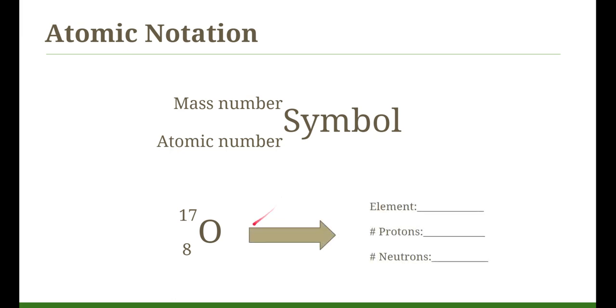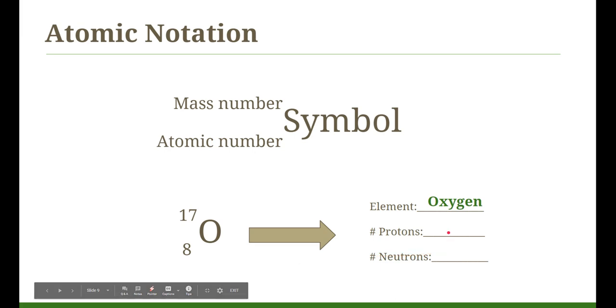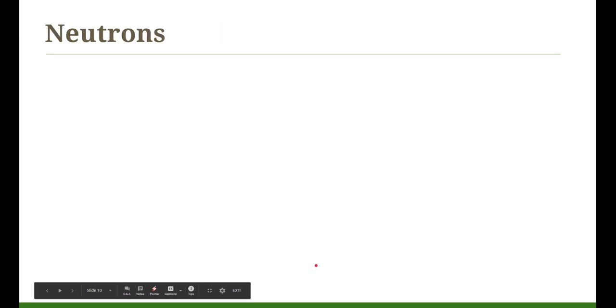So for example, down here, we've got O as the symbol, and if we look on the periodic table, that element is oxygen, and then the atomic number is the lower number. So for a number of protons, it is 8. And then for number of neutrons, we have to take the mass number minus the atomic number. So we're taking 17 minus 8, and that gets us 9 neutrons. So that the total number of protons and neutrons is equal to that mass number on the top left of our atomic notation.